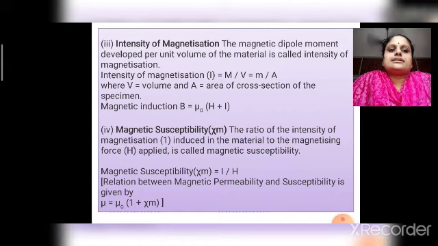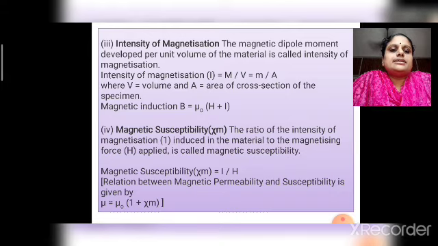Intensity of magnetization. The magnetic dipole moment developed per unit volume of the material is called intensity of magnetization. Intensity of magnetization, capital M, is equivalent to small m by V, where small m is the magnetic dipole moment and V is the volume. Magnetic induction B is equivalent to mu naught into H plus M.